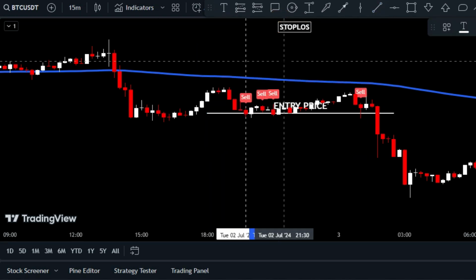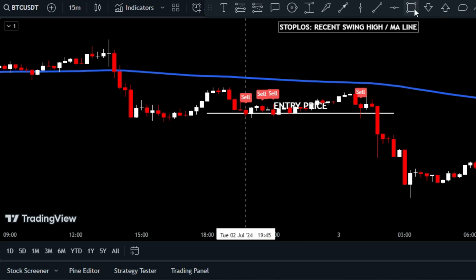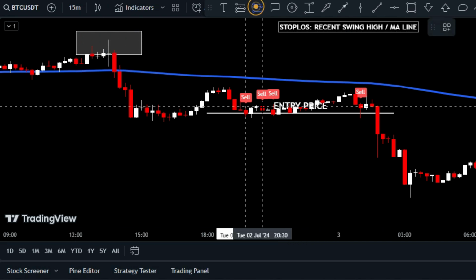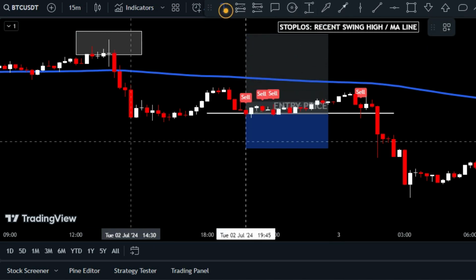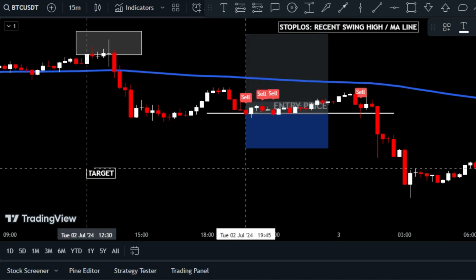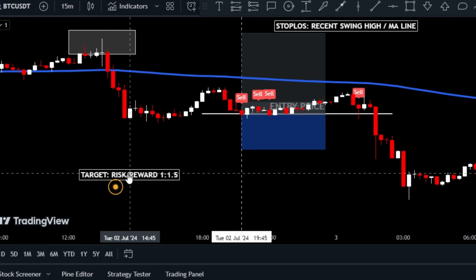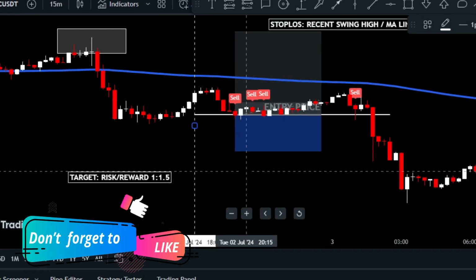Now let's talk about managing risk and safeguarding your investment. Set a stop loss just above the recent market swing high or above the MA line, establishing a safety net for your trade. Then secure your profit by setting a trade target using a risk to reward ratio of 1 to 1.5.